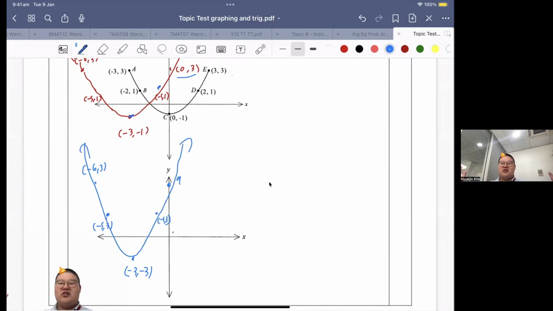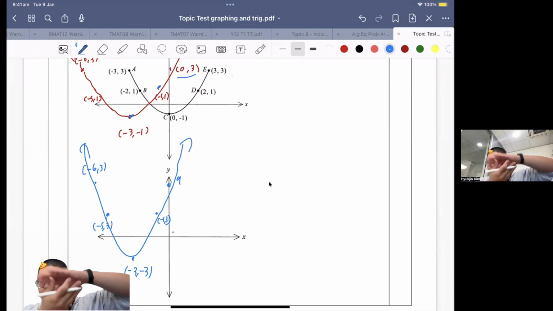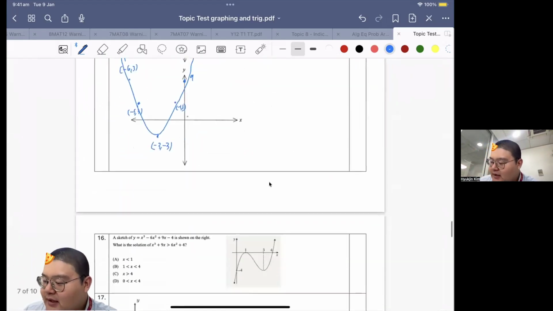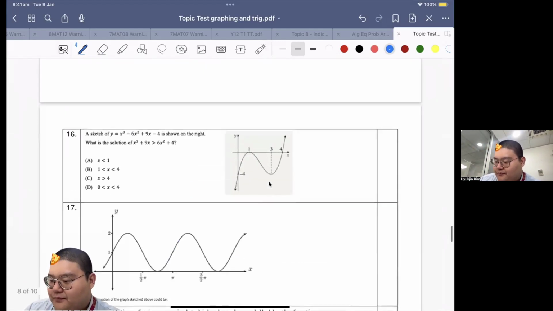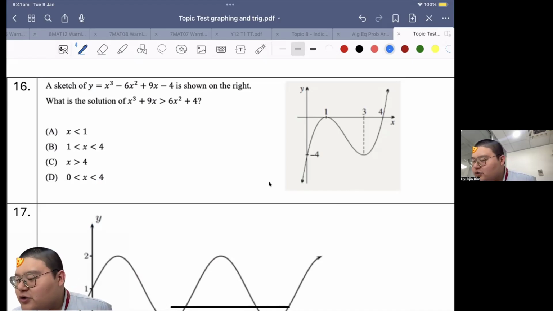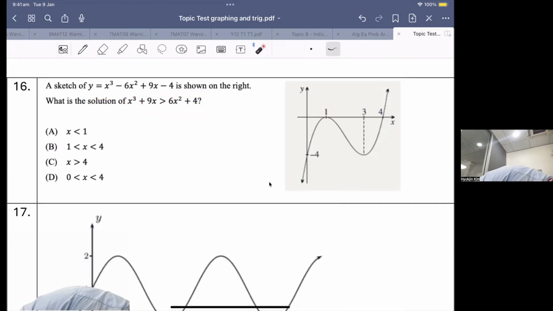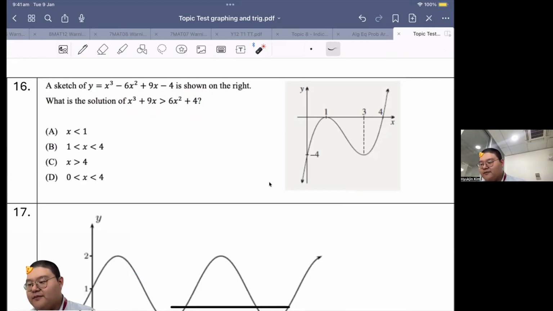So in a way, it looks thinner, but in reality, it's just that the y values get much more stretched out, so it looks relatively thinner. It doesn't actually, but you need to remember everything just gets stretched vertically. That's what's really happening. Okay, now a sketch of y equals x cubed minus 6x squared plus 9x minus 4 is shown on the right. What is the solution of this inequality?